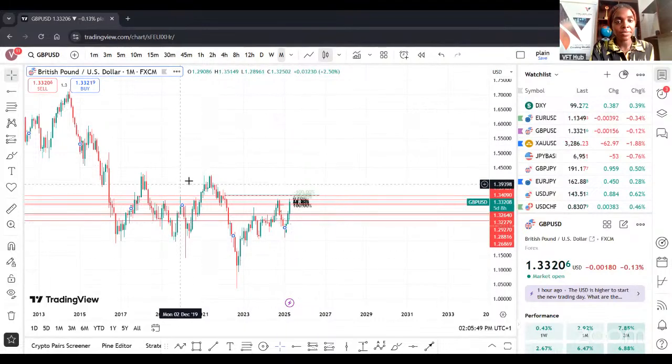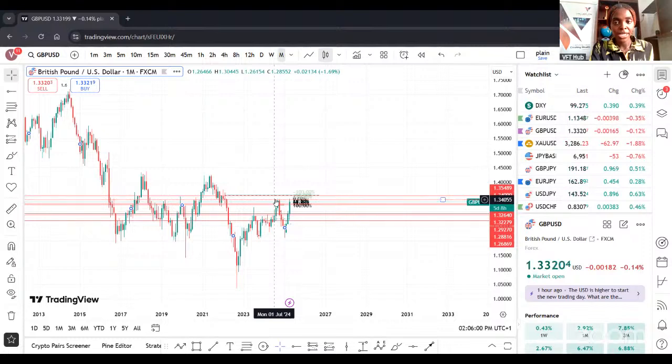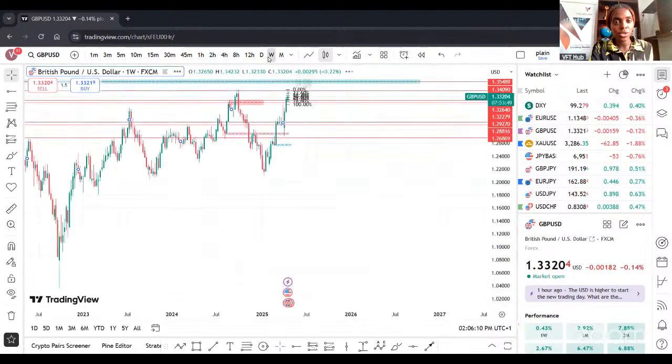Monthly time frame, nothing has really changed. We're seeing direction to the downside, right? Price did as if it was coming to clear out this high right here, the high at 1.34055, but there's a bit of a struggle at that level, and we're not seeing much reaction to the upside.